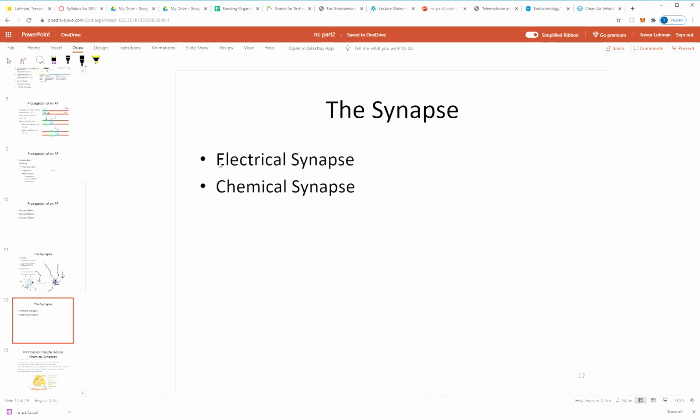There are two types of synapses. Very few of them are electrical. We're going to be talking about the chemical synapse, which means these neurons aren't hardwired together. There's a chemical reaction that occurs. Not really a reaction. We release a neurotransmitter into the synaptic cleft.